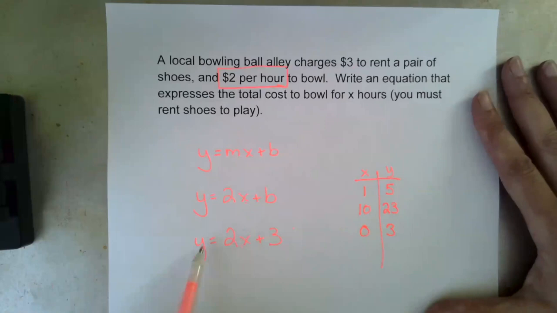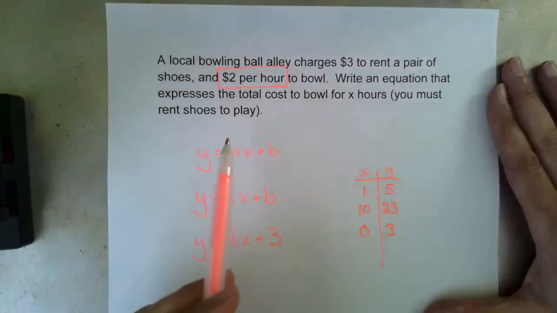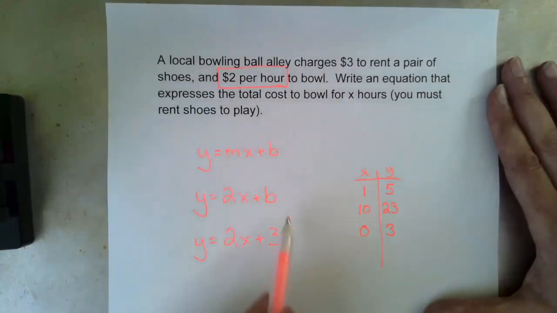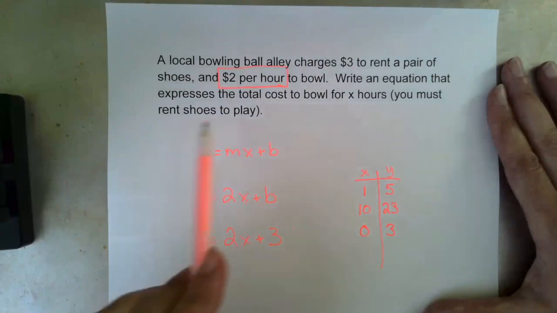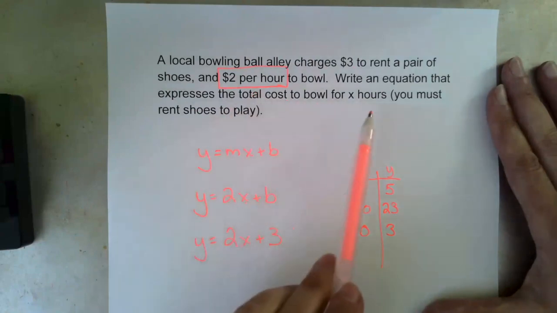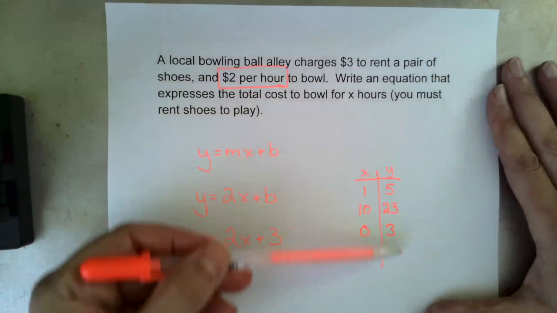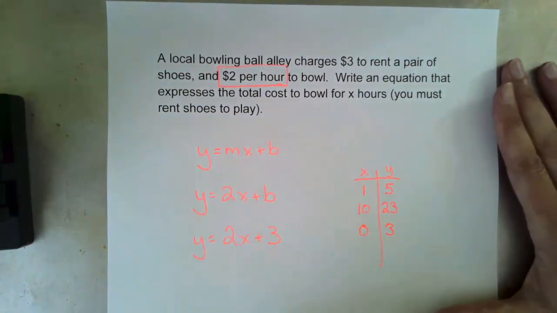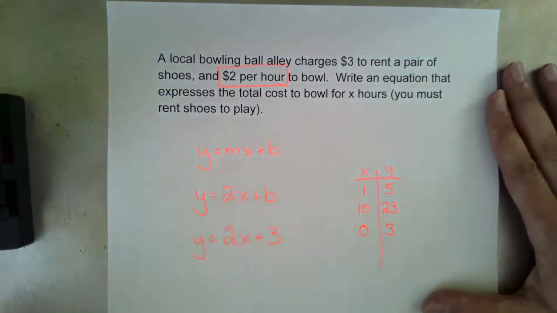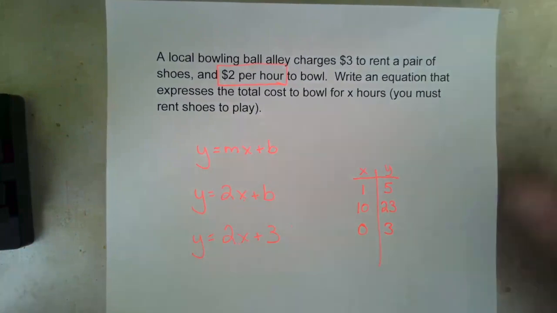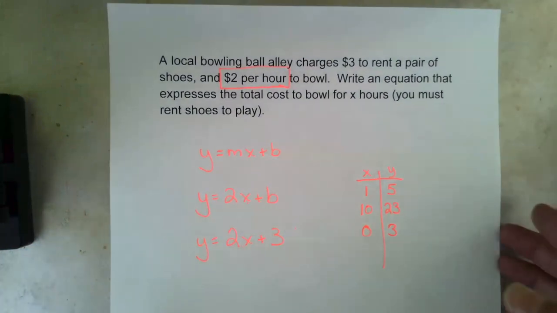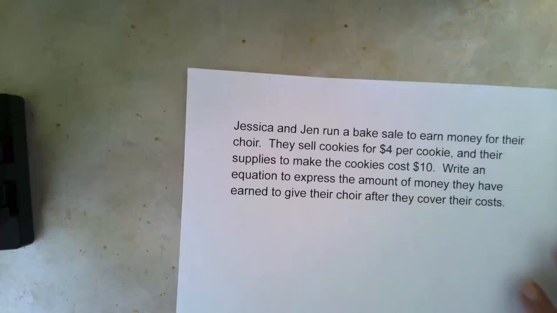And so this is my word problem. This is my equation that expresses the total cost to bowl for X hours. And then this is the t-chart that it generates as I put in varying amounts of hours. So that's a first example of a problem. Now let's take a look at a second with a little bit of a twist.